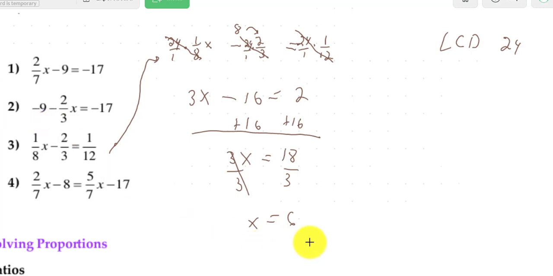Okay, that wasn't so bad. I'm going to stop here, but definitely keep practicing these practice problems. The answers are on the back of your book.